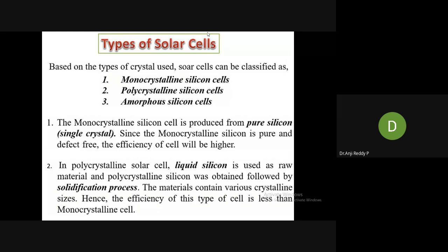We have to take solid silicon only, but that is polycrystalline silicon. That polycrystalline silicon we have to take and heat. Then we will get the liquid silicon. Up to the melting point, if we heat, then that is converting into liquid.